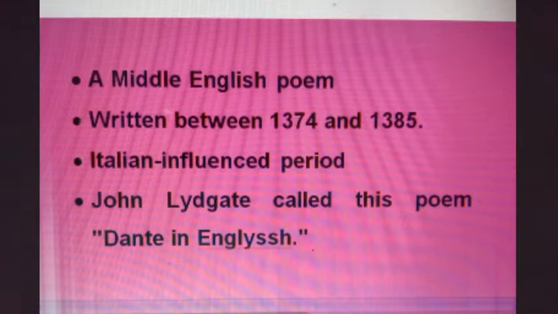So there will be a question like, who called Chaucer's poem, The House of Fame, Dante in English? Answer, John Lydgate.